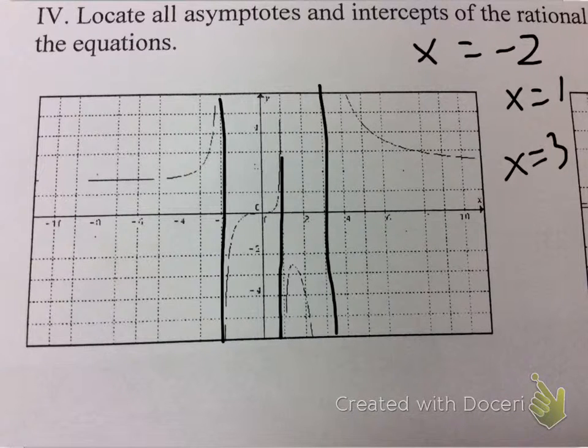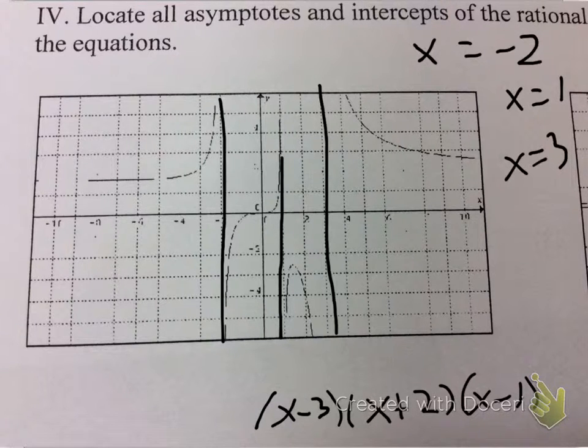Okay, so then the denominator needs to have all of those factors. So let's see. x plus 2, x minus 1, and then x minus 3. So those are all factors of the denominator.